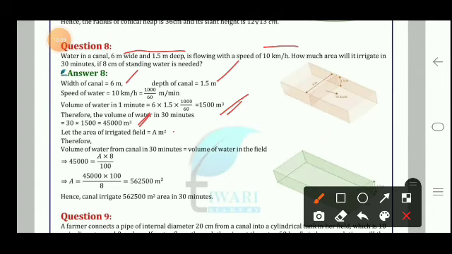So we have the volume of water in the canal in 30 minutes equal to the volume of water in the field. So that is 45,000 equals A into 8 upon 100, because 8 is given in centimeter, so that has to be written in meter. So the answer is coming as 562,500 meter square. So this is the area that can be irrigated in 30 minutes.